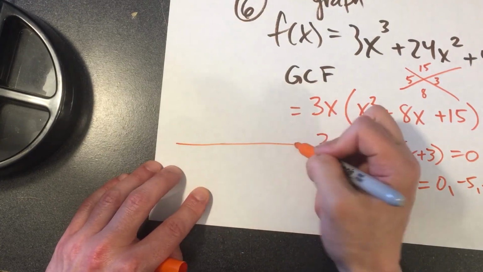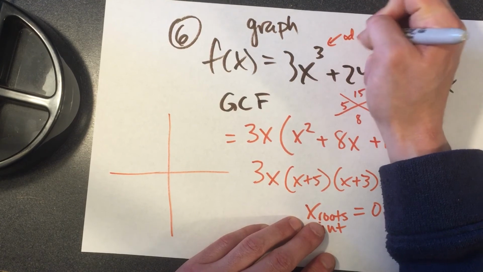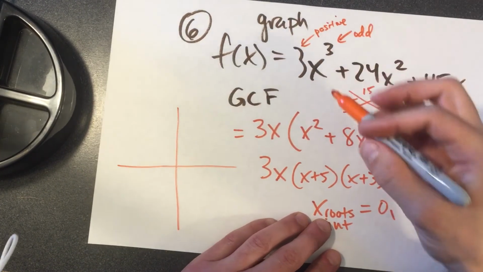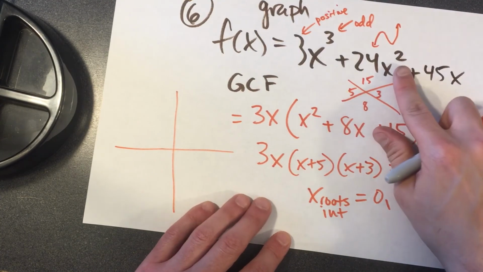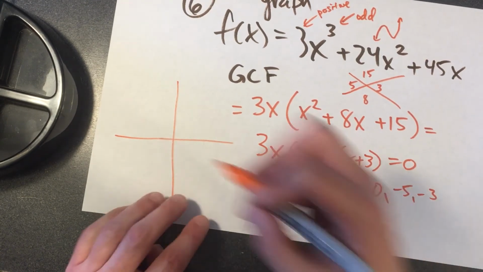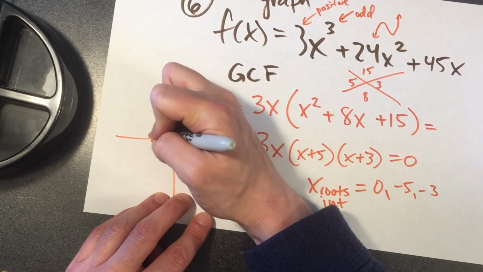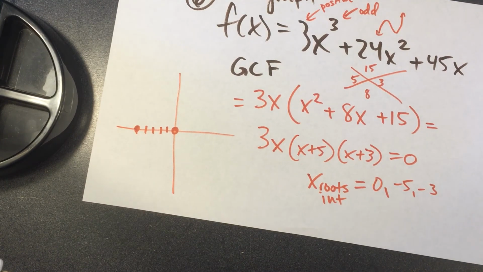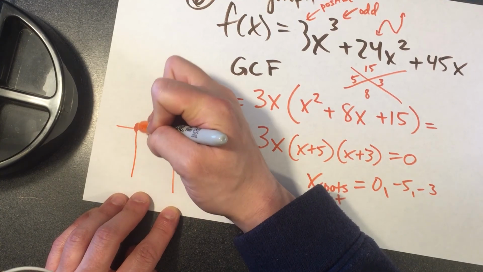So I come over here and graph this. Let's look at my function. I have an odd function, and I have a positive leading coefficient. So I'm going to have this loop-de-loop structure, like so. And where does it cross the x-axis? Well, I know that. It crosses at 0. It crosses at negative 5. Let's count 1, 2, 3, 4, 5. Not perfect. And at negative 3.